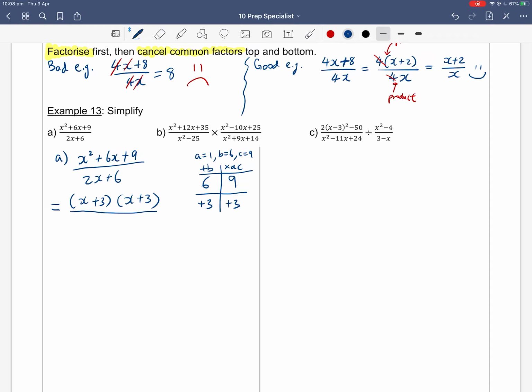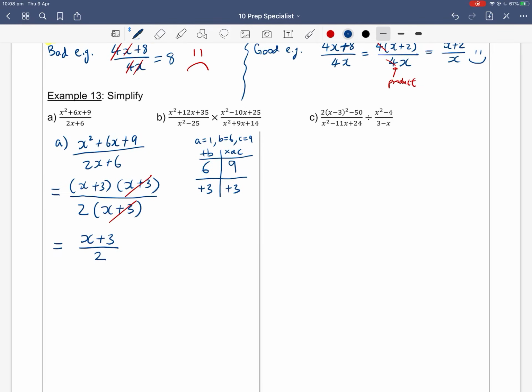On the bottom, 2x plus 6 have a common factor of 2, so I pull a 2 out, I'm left with x plus 3. Now, because we are producting, we're multiplying these factors, then we can cancel anything that's in common top and bottom, which is an x plus 3 and an x plus 3. So all that's left, simplifying the fraction, I have x plus 3 all over 2. And that's all I can do to simplify part A.